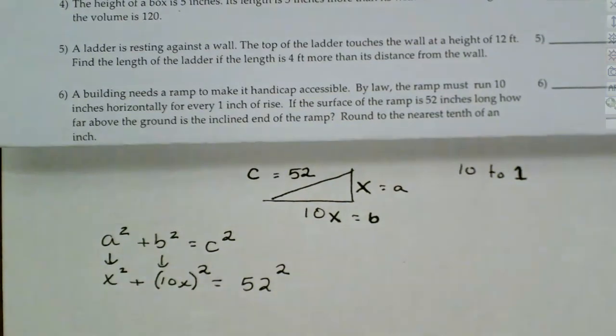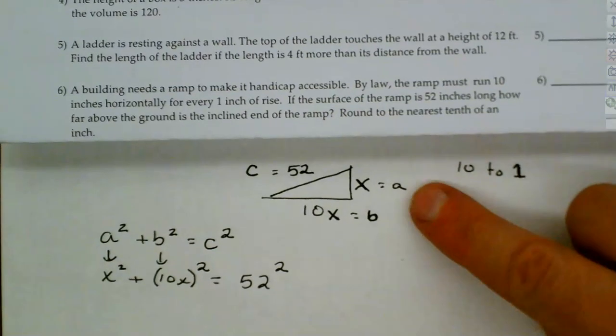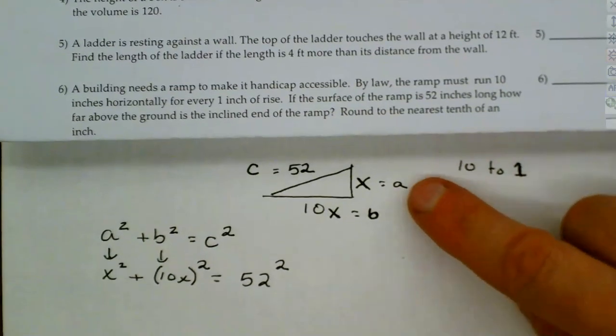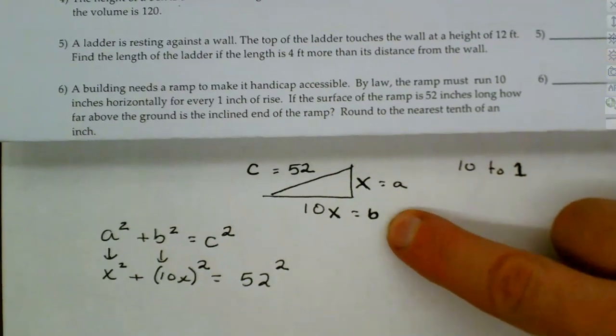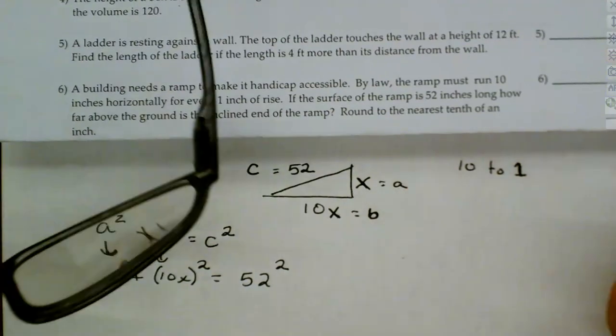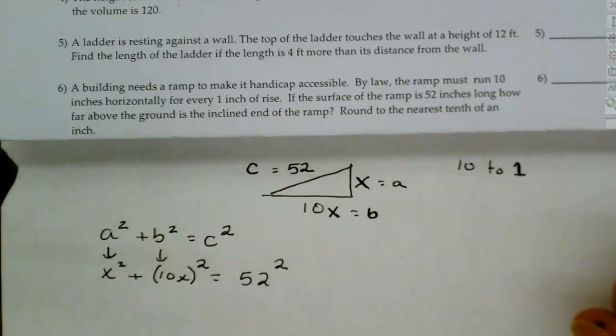Okay, so we're just looking at questions from last time. This is question number 6. And so what we're doing is we're looking at a ramp, so we're going to make a triangle. It's a 10-to-1 ratio. That's why this one is 10. This one is x, this one is 10x, because it's a 10-to-1 ratio. We know the length of that ramp is 52. Then we apply our Pythagorean theorem.